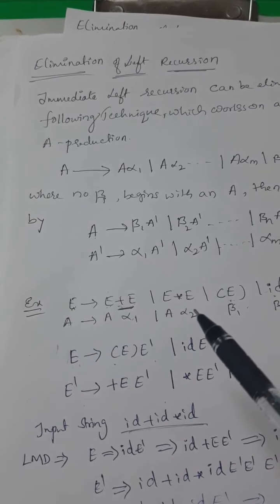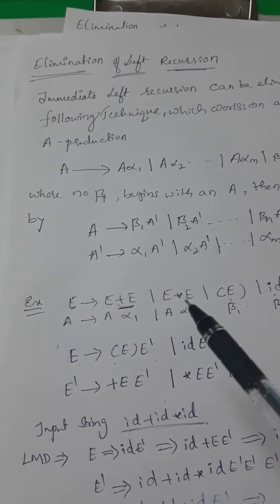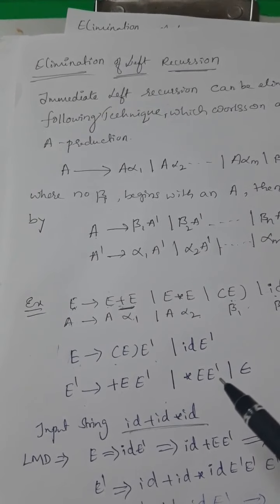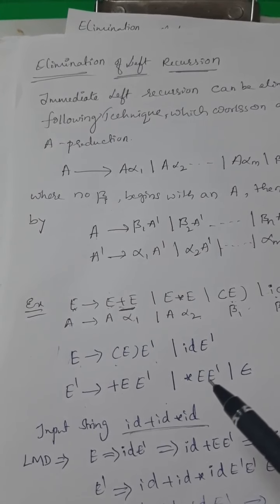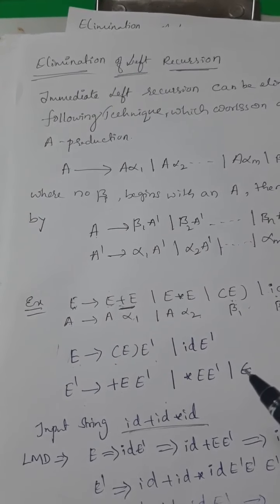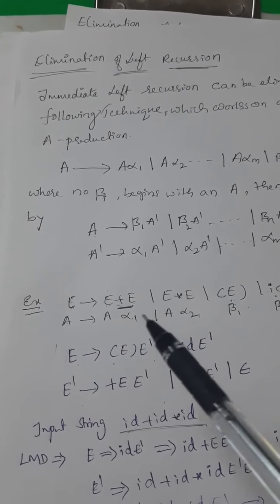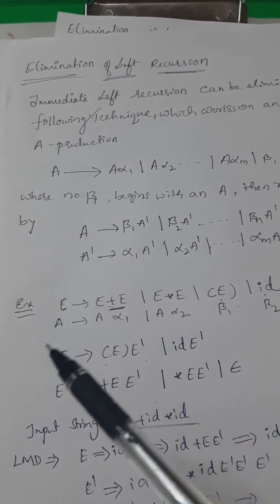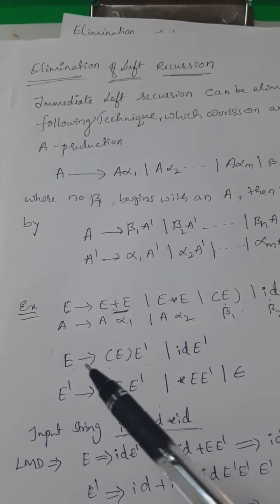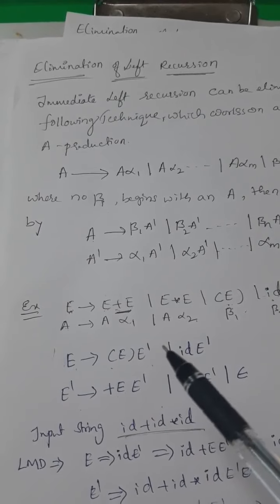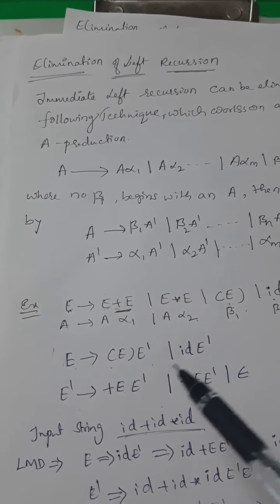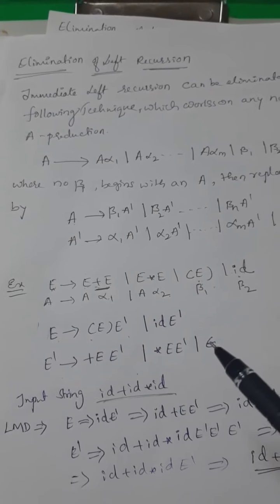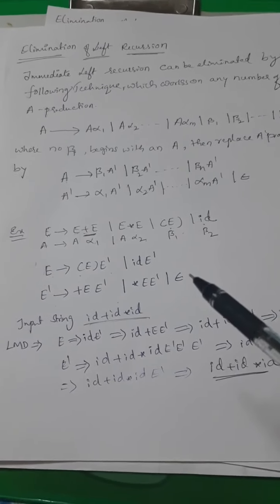When I consider the second production, what is my alpha 2? That is into E. So I had written into E along with the new grammar symbol E dash. And at the end I must introduce what? The epsilon. So this ambiguous grammar is rewritten as E produces bracket E dash or ID E dash, and E dash produces plus E dash into E dash or epsilon.